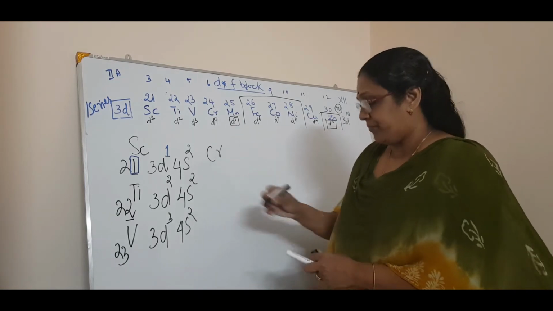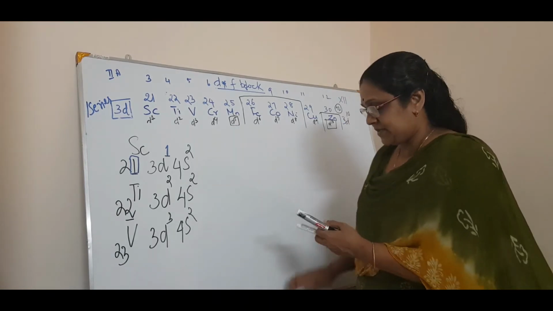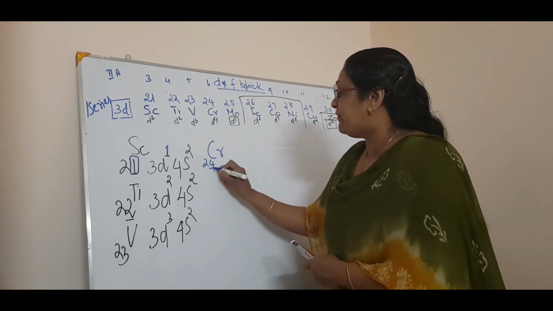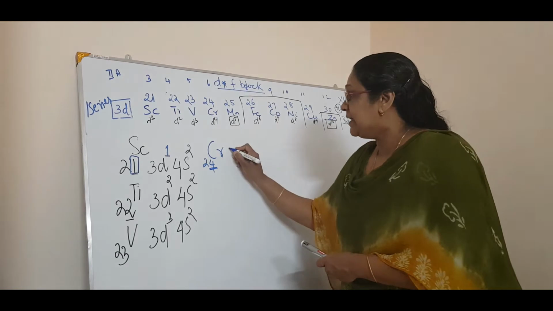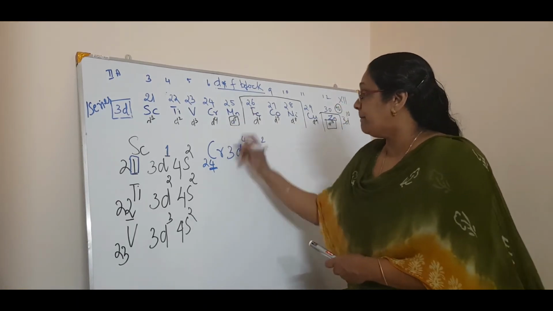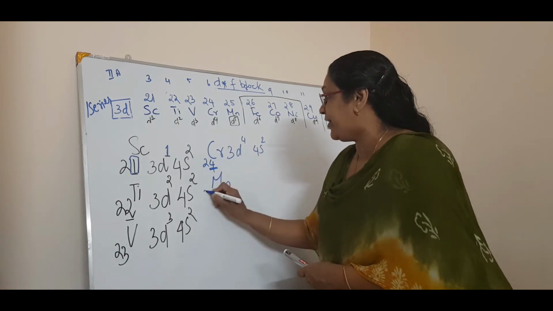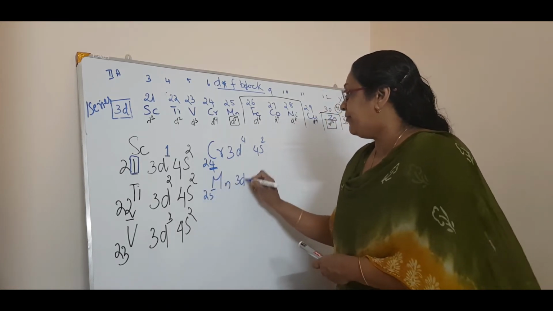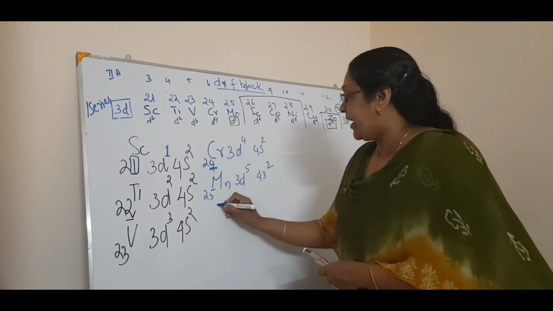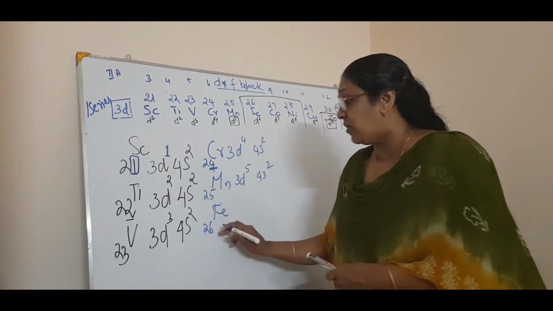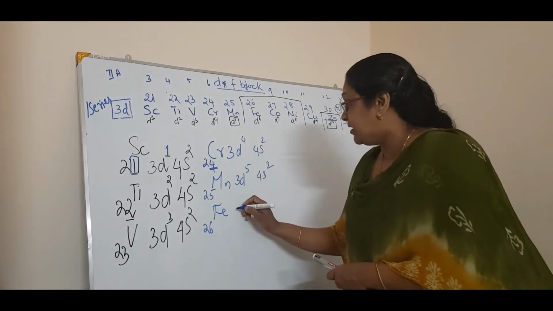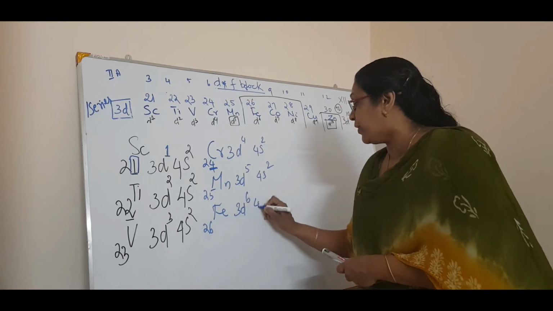Right. Now chromium. What is chromium? Chromium is 24. 24 means we can very well write 4 for the d. That is 3d4, 4s2. Now manganese. Manganese is 25. Okay. Now 3d5, 4s2. Now iron. Iron is 26. The most commonly occurring element is iron. So it is 3d6 and 4s2.